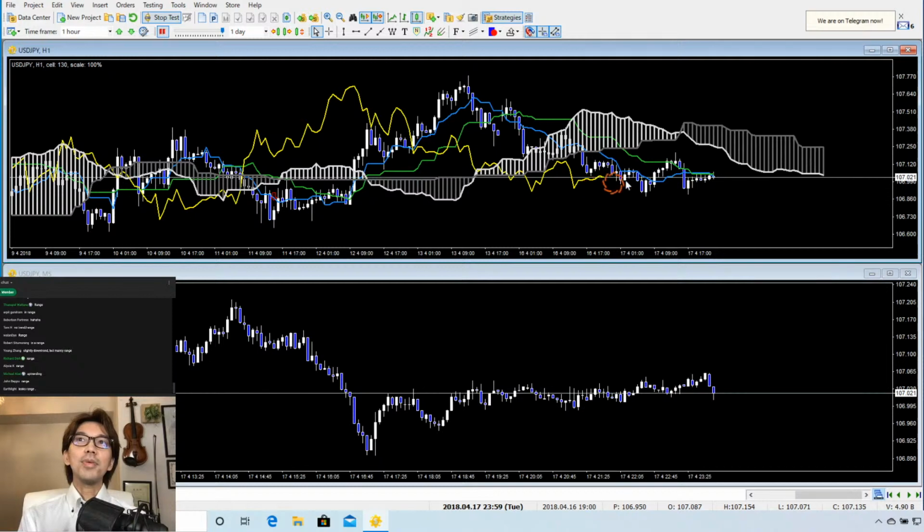So, yeah, to me, this is in a range, because the Kumo, if you look at the Kumo right now, is flat. Kumo itself is flat, Senko span B flat, Senko span A is slightly going down, but Kijun-sen is flat now. So there is no direction in the market to me.